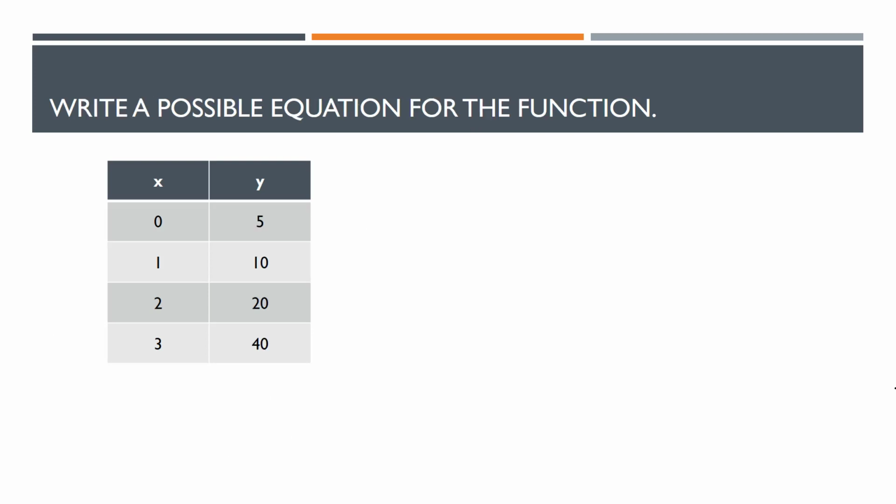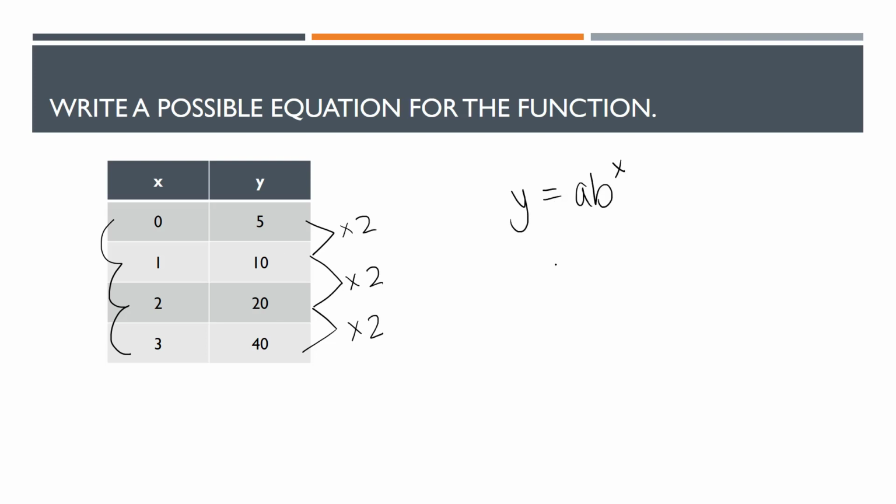So let's write a possible equation for this function. Let's figure out if it could be linear or if it could be exponential. Maybe it's neither. As x increases by 1 in our first column, well, we go from 5 to 10, then 10 to 20, then 20 to 40. I don't see a constant sum happening here. It looks like these y values are doubling each time. So I'm going to write this in the form a b to the x. It looks exponential. Our a is our starting value. Our base is the number that we multiply by each time, 2.